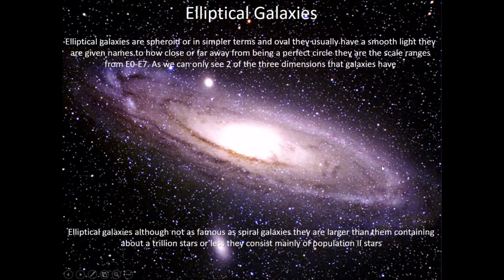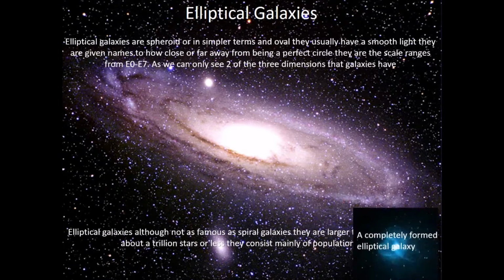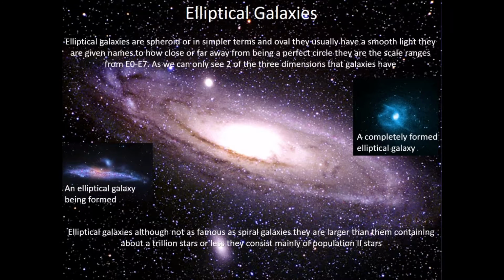Elliptical galaxies are also not as famous as spiral galaxies. I'm guessing that's because we live in a spiral galaxy. But elliptical galaxies are much, much larger, and they can contain about 1 trillion stars. And they contain mainly population 2 stars. Population 2 stars are typically extremely old stars over 1 billion.